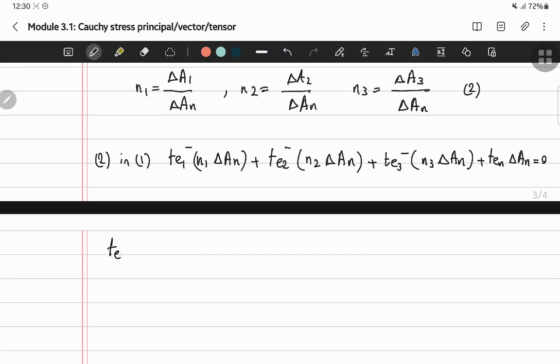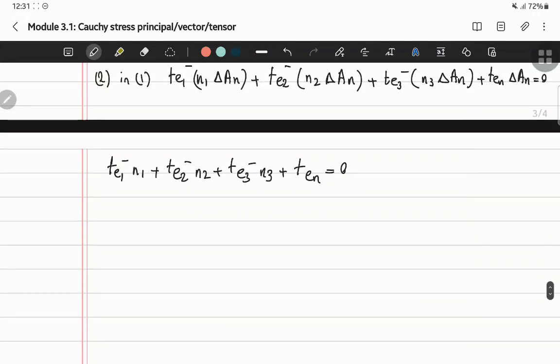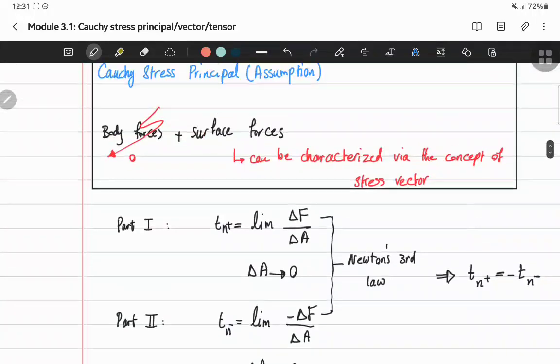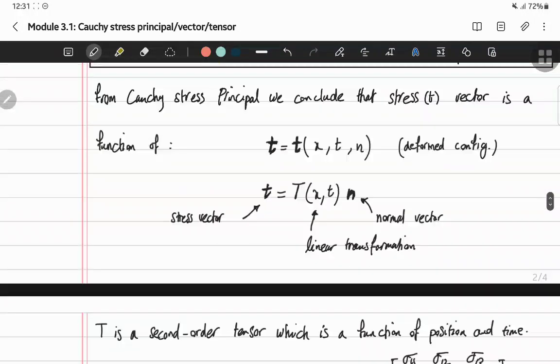So I get t e1 minus n1 plus t e2 minus n2 plus t e3 minus n3 plus t en is equal to 0. And here, if you remember from here, we had t n minus, it was equal to the minus. So if I just bring this in here, it was minus equal to minus of tn plus.